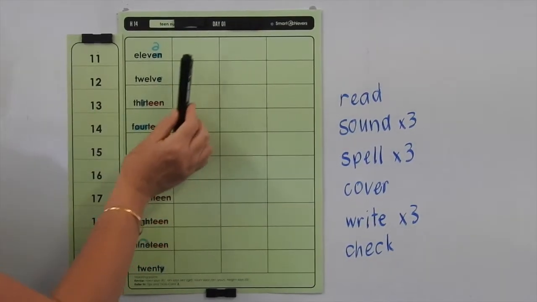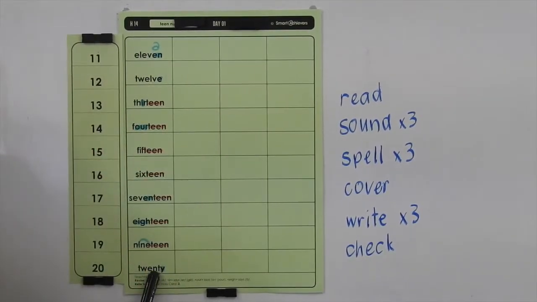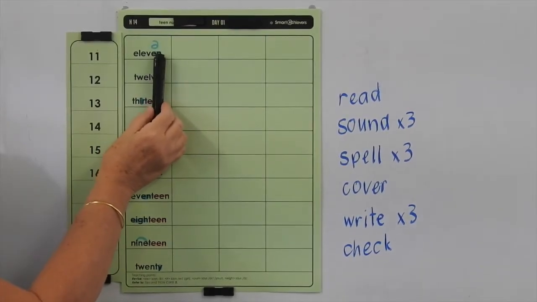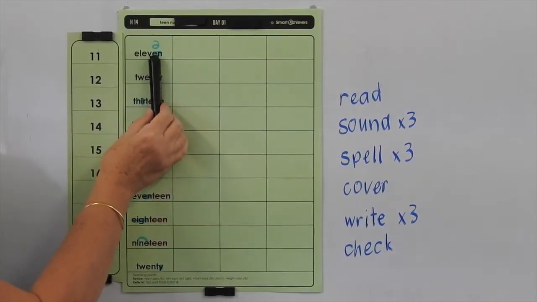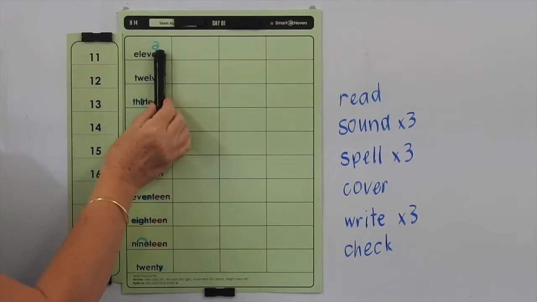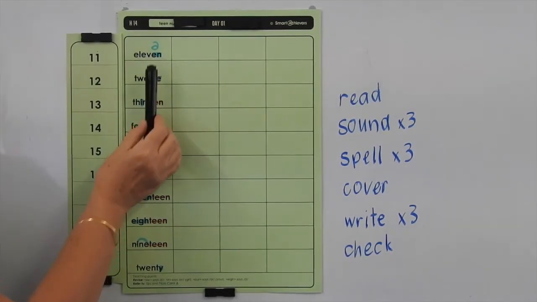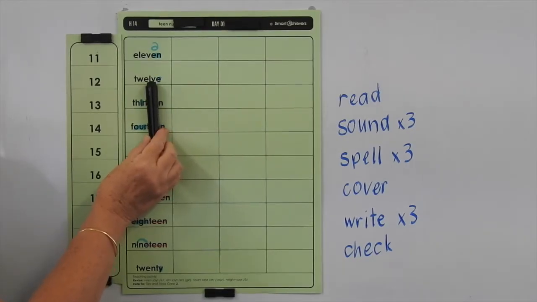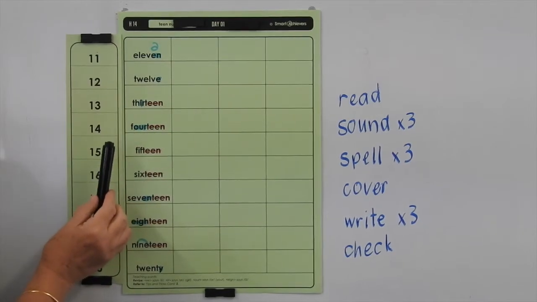H14 day 1, we're looking at the numbers up to 20. So 11, you've got the schwa sound at the end, so be careful there. We don't pronounce it as well as we should, so when we hear that schwa sound, we're going to spell it with en at the end. Don't forget this e on the end of 12.